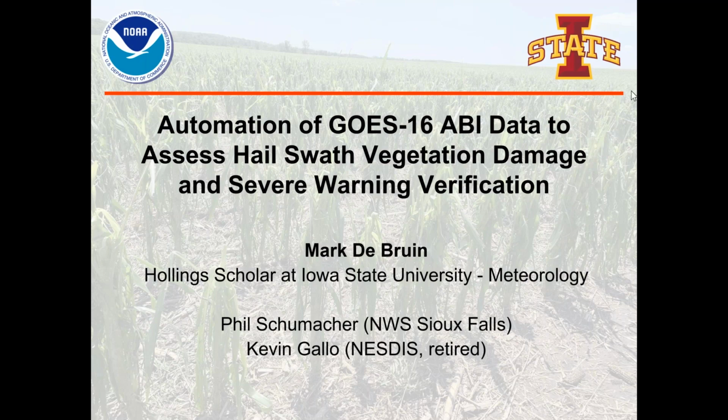The work that we're sharing today is work done by Mark Bruin. He is a senior at Iowa State University, and he was a Hollings Scholar at our office here in Sioux Falls during the summer of 2022. Mark is a whiz at ArcGIS, ArcGIS Pro and Python, and he was able to write a program that will ingest MESH data, satellite data, and warnings, and provide you information on where there are potential hail swaths with severe storms in your area that you can then use to help verify warnings at a later date, or to look at those storms more closely at a later date and time as well.